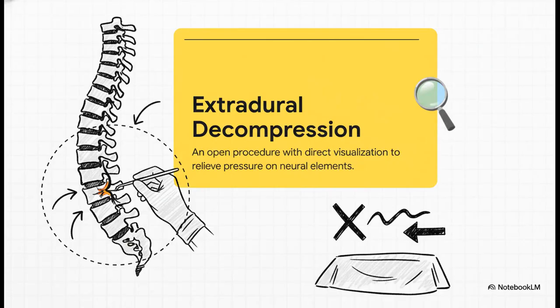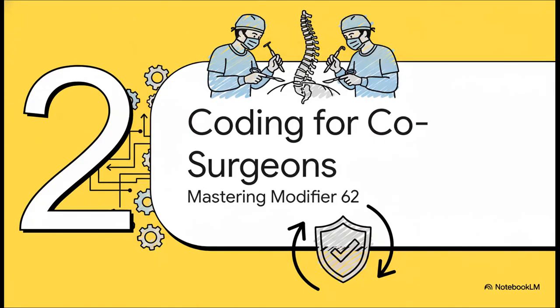So what kind of surgery are we even talking about here? Well, these are called extradural decompressions. All that really means is the surgeon is doing an open procedure where they can directly see the spine. They're looking right at it with their own eyes to relieve pressure. So think of it this way. This is not some tiny little keyhole surgery done with a scope. It's open and it's from the front. All right, let's move on and build on that.